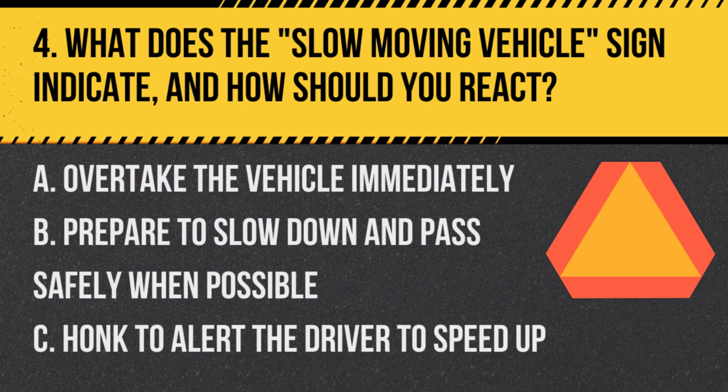Question 4. What does the slow-moving vehicle sign indicate, and how should you react? A. Overtake the vehicle immediately. B. Prepare to slow down and pass safely when possible. C. Honk to alert the driver to speed up. Answer. B. Prepare to slow down and pass safely when possible. This sign is displayed on vehicles that travel at slower speeds, and drivers should be cautious and pass when it's safe to do so.